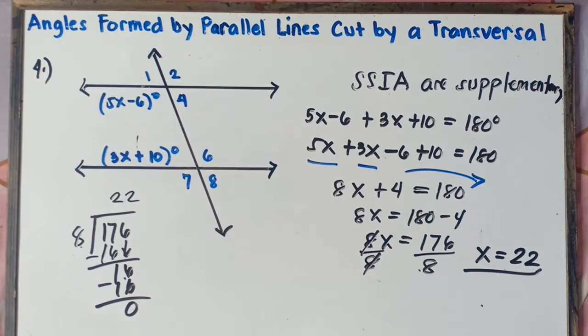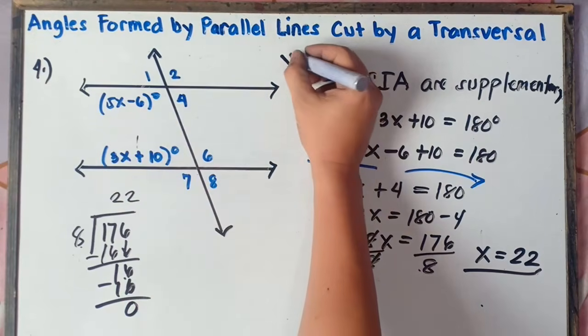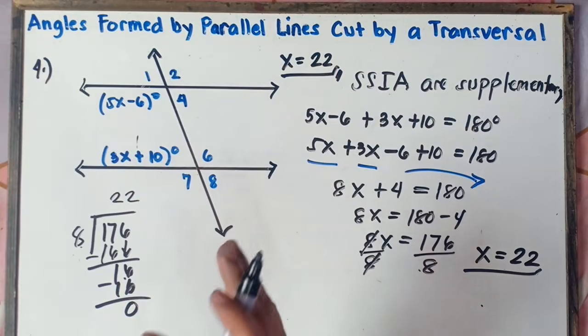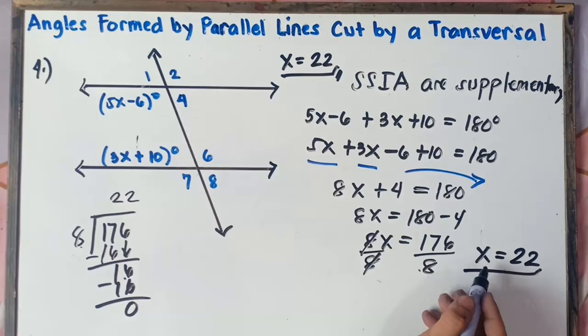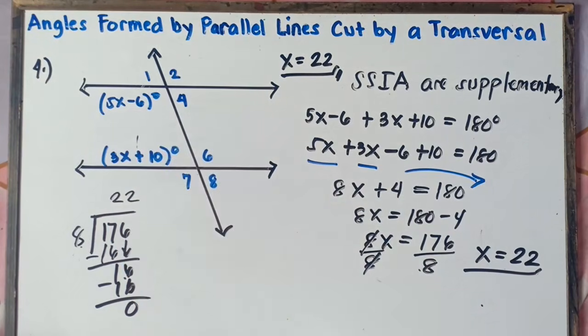So therefore, class, the value of x is equal to 22. Now, this is not yet the angle, class, because we need to substitute the value of x to find the angle. Once again, the value of x is equal to 22. This is not yet the angle, this is just the value of x. We need to substitute the value of x in the given expression to find the angle.